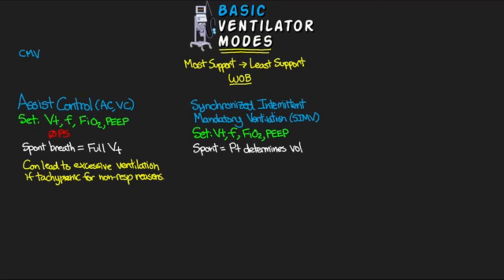If they happen to take that breath right about the time that another mandatory breath is going to come, the vent is going to recognize this, but similar to AC, it's then going to go ahead and give that full set tidal volume. This ensures that we're maintaining at least that mandatory minimum level of minute ventilation. So because our patients are able to take their own spontaneous breath, this is where we actually are going to set a pressure support here.